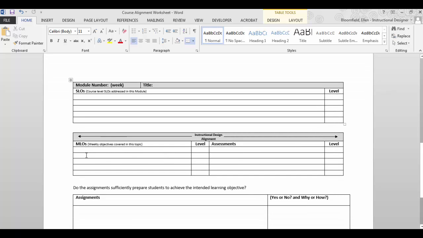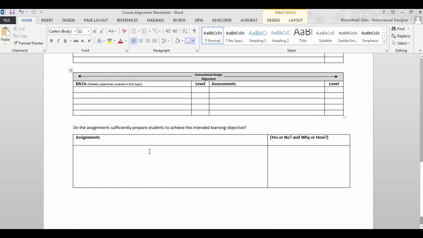Down here you will be typing or composing your MLOs, your weekly objectives covered in this topic that support the SLOs. And here's a place for your Bloom's Taxonomy verb level, and then the assessment piece and its Bloom's Taxonomy level. Finally, down here at the bottom is you want to list the assignments given to help students prepare to achieve the intended learning objective, and a place to note how and why they are sufficient enough to support student learning and understanding.